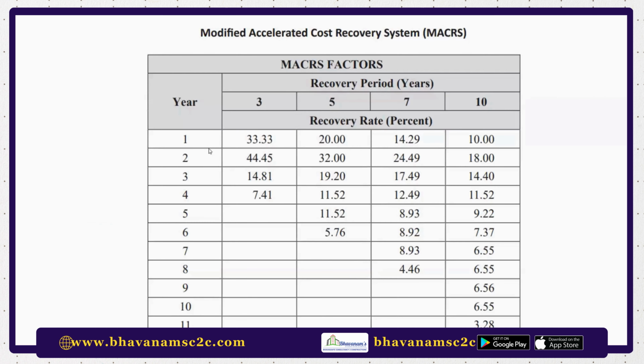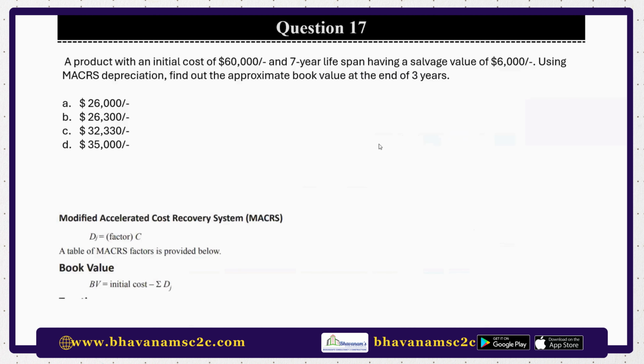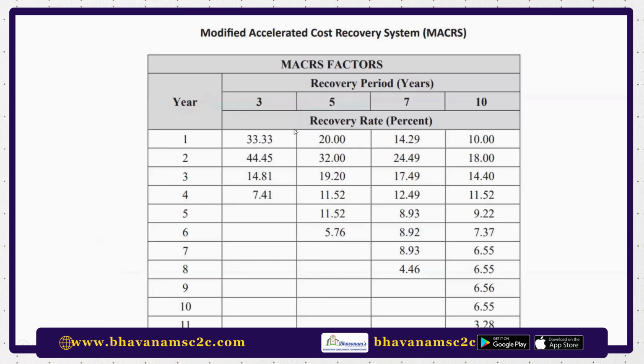Yes, you're right. Hence we have to take the first, second, and third years for the 7-year recovery period, with the recovery rates of these three values. Let's take these 3 values over there. This is year 1, 2, and 3. Let's go from here: 14.29, 24.49, and 17.49. You can see the values, right? These 3 are the values I am referring to. Why? Because it is a 7-year recovery period, and hence we have to take this: 14.29, 24.49, 17.49.